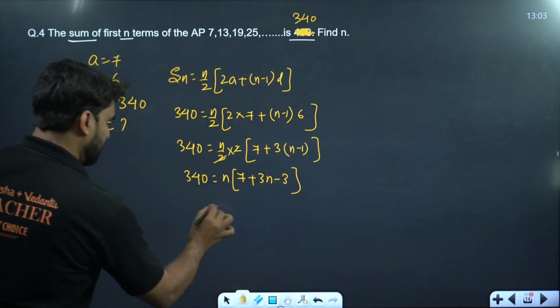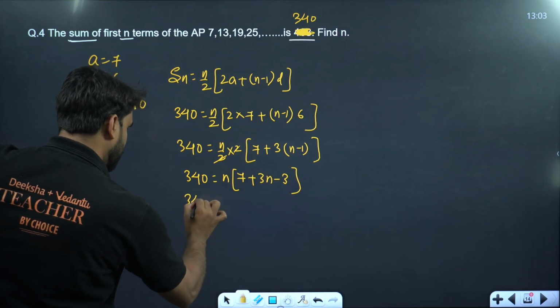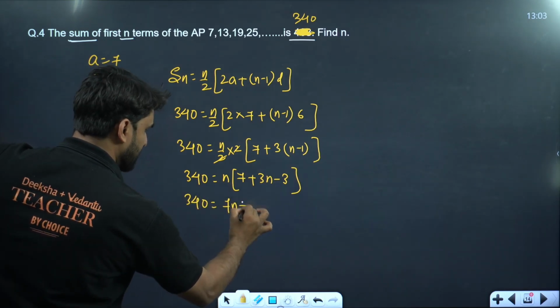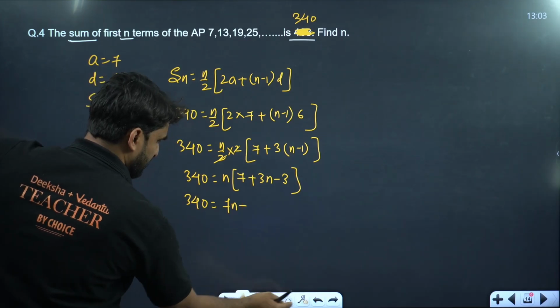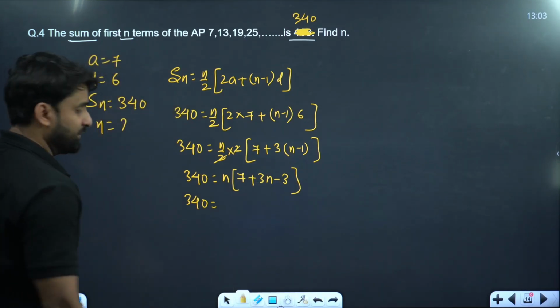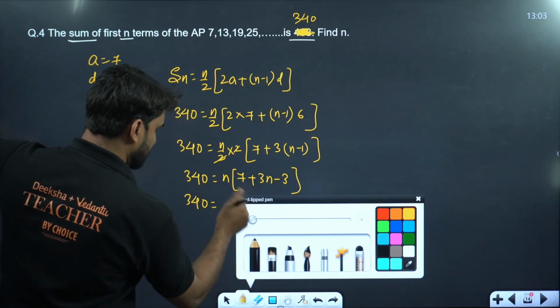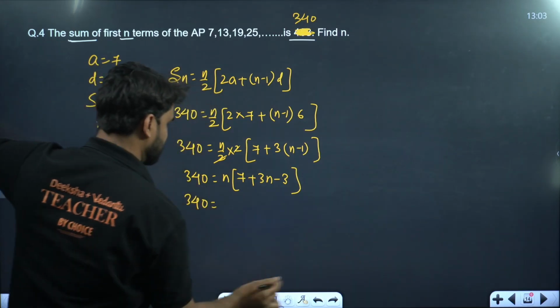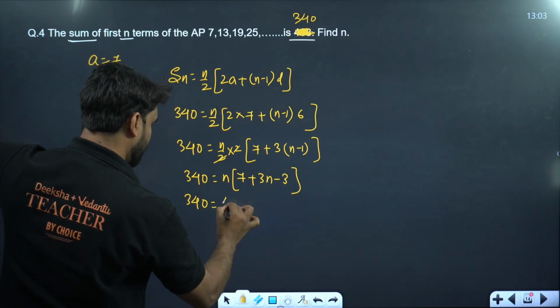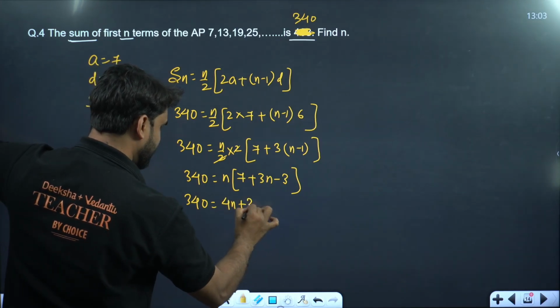Now can we please multiply n to this entire bracket? So this is 340 equal to 7n, right? And this is plus, we can make one calculation here. 7 minus 3 will be 4. So we can directly write 4. So instead of making the calculation so complex, this is 7 minus 3 will be 4. So this is 4n plus 3n square.